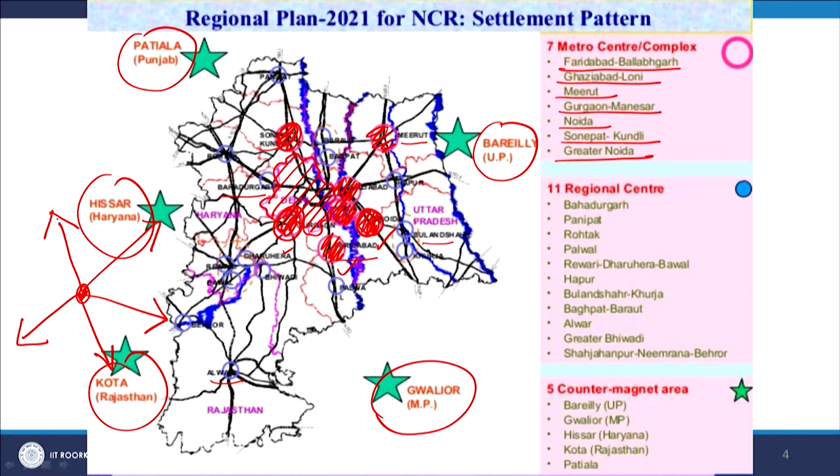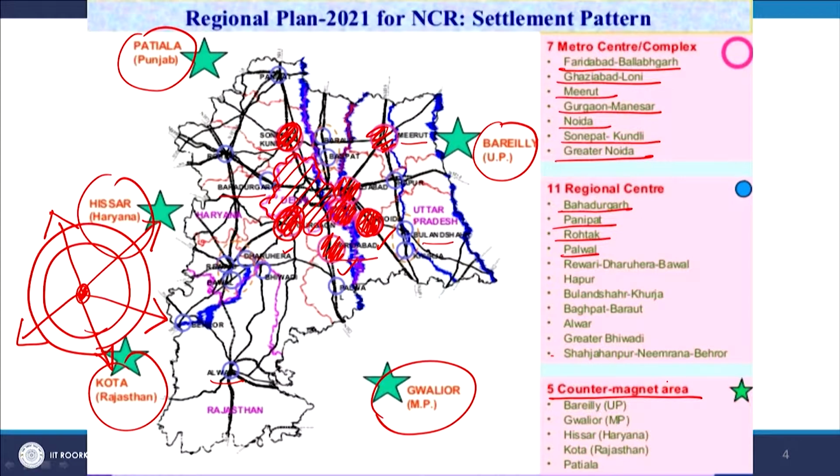And if the growth is in radial fashion, there will be a requirement of a circular concentric road network, which is there in Delhi and around it. And then you can see also the regional centers on the right hand side, like Bahadurgarh, Panipat, Rohtak, Palwal, as I have discussed, various regional centers which are beyond the cities of this region, in the other districts. And there are a few counter magnet areas.